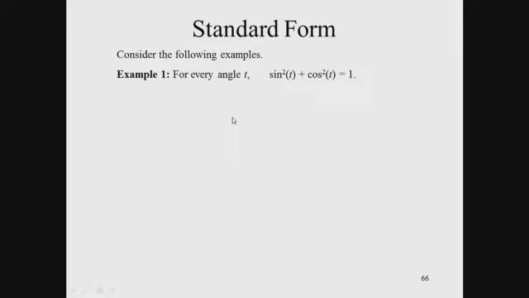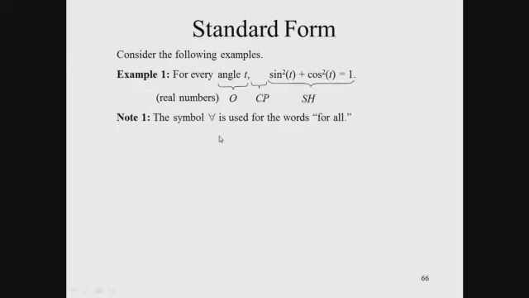Here's an example. For every angle t, sine squared of t plus cosine squared of t is 1. What's the object here? Angle t, which is really a real number, because whether you express it in radians or in degrees, it's really a real number. What's the certain property? Nothing. Exactly, there is none. And the something that happens? Sine squared t plus cosine squared t is equal to 1.